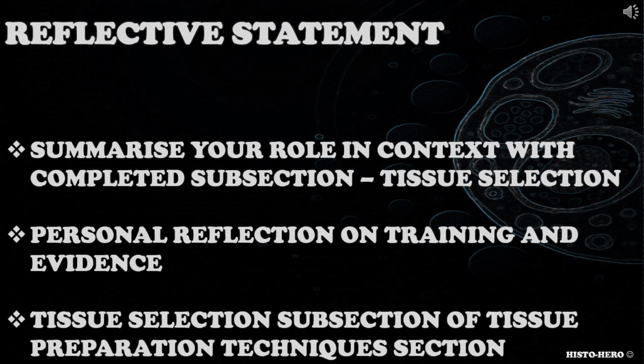To prepare for that, write a smaller reflective statement for each subsection. What is your role in the context of this subsection within the laboratory? What does your evidence demonstrate? Also write a smaller justification as to why you chose your evidence for this subsection, and what your training was like when it comes to this subsection. Writing a smaller reflective statement at the end of each subsection will then make it much easier at the end of the section.